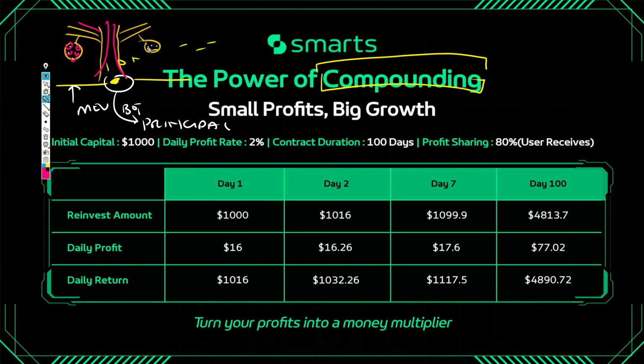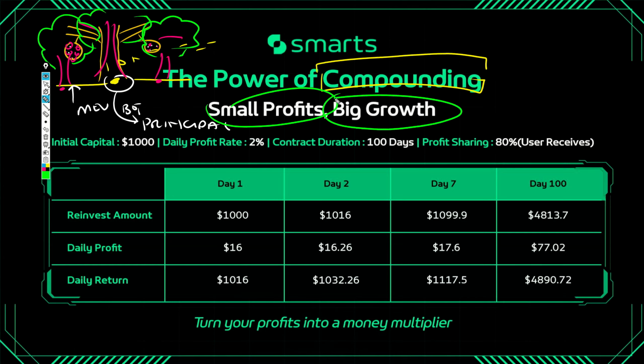So more money for us, which we can in the future take back and plant in the same grounds again and see new trees forming. In no time, you would have a number of trees and a lot of profits. So that is called small profits, but what? A massive big growth. That's the power of compounding.